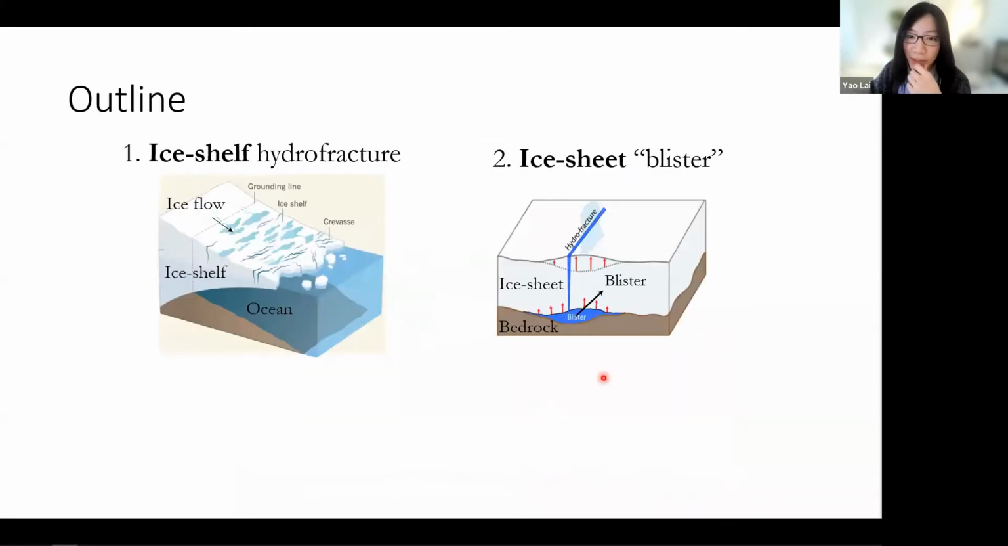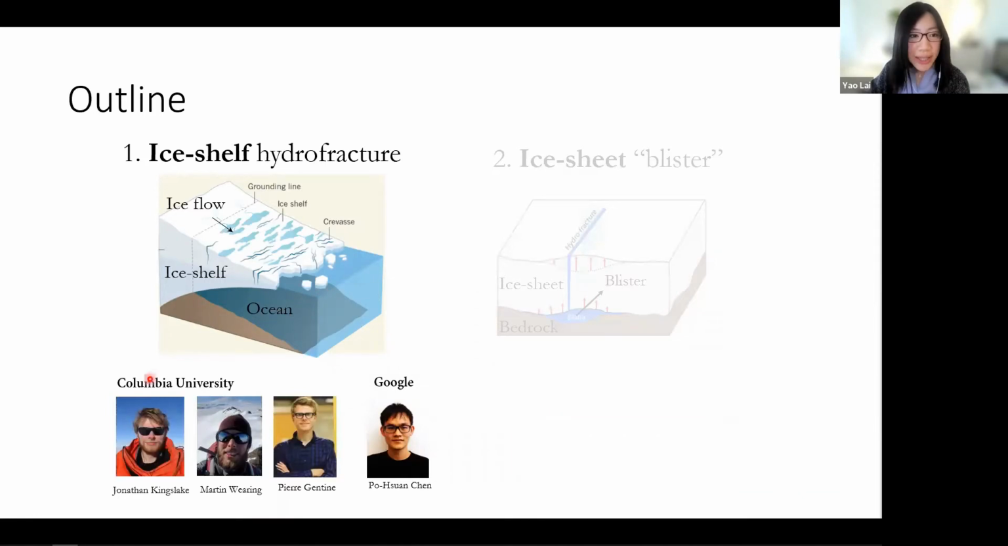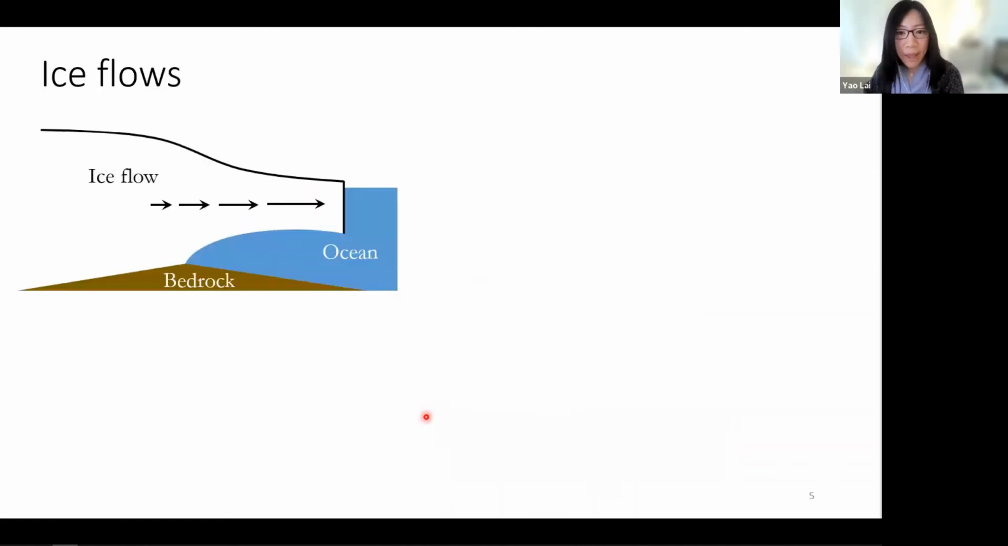So today I'll talk about two different stories, one about ice shelves, one about ice sheets. And the first story is about fractures that form on ice shelves. And this is an interdisciplinary collaboration between both climate scientists and computer scientists.